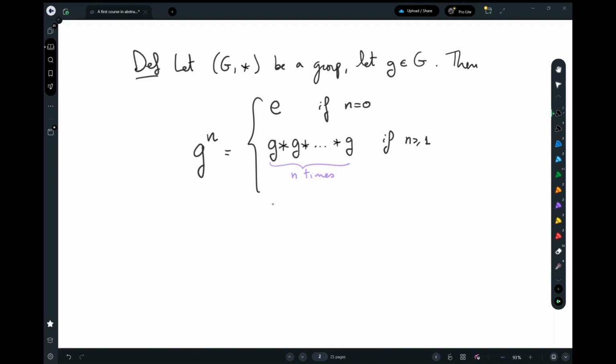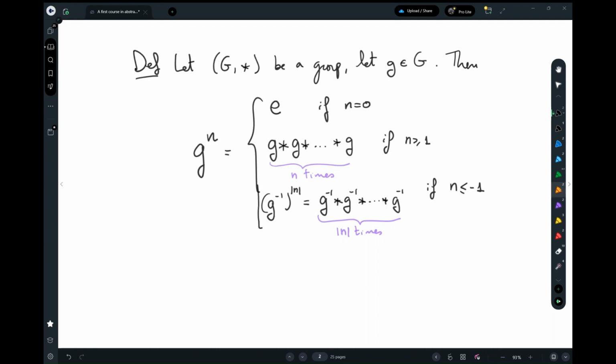And if n is negative, this is equal to g to the minus 1, to the absolute value of n, and now the absolute value of n would be positive. So it is g to the minus 1 * g to the minus 1 * g to the minus 1, and this whole thing is done absolute value of n times. And this is what it means if n is less or equal to minus 1. So this is what we mean by power.